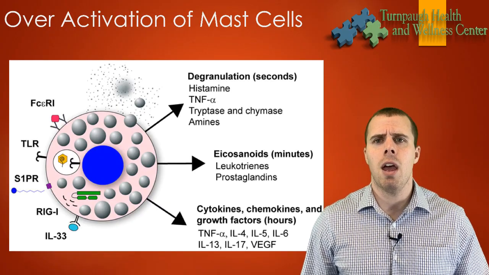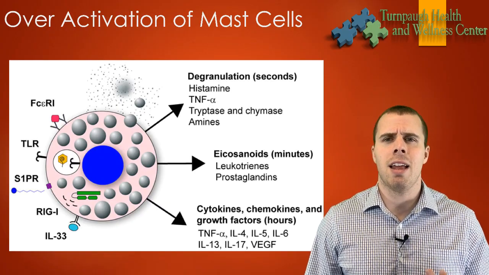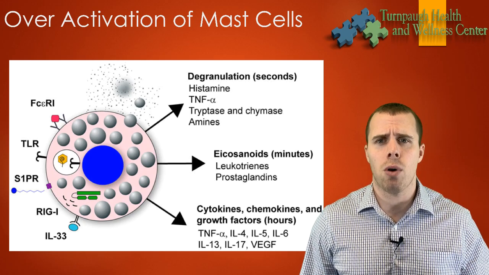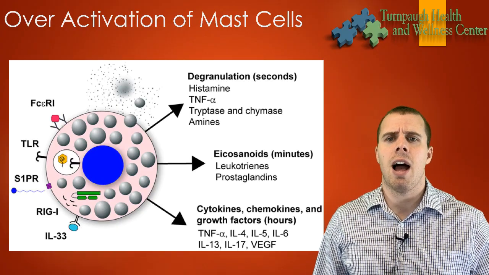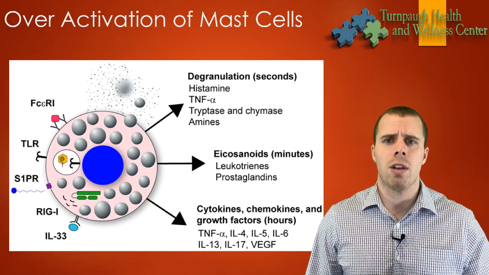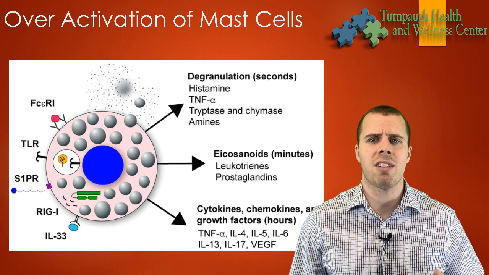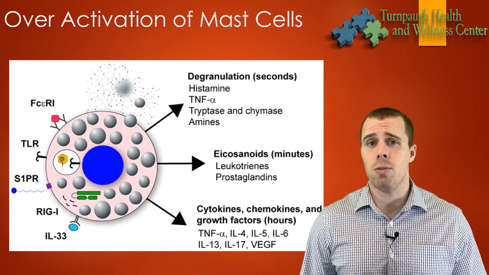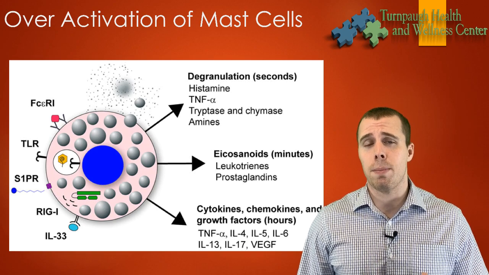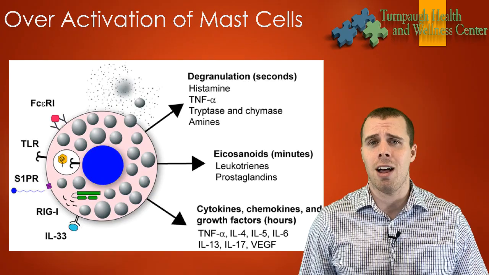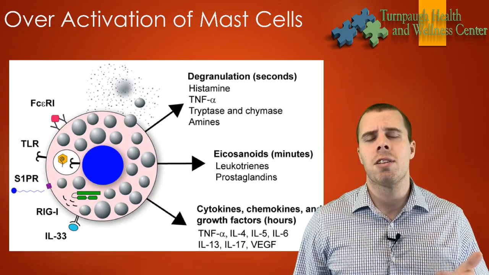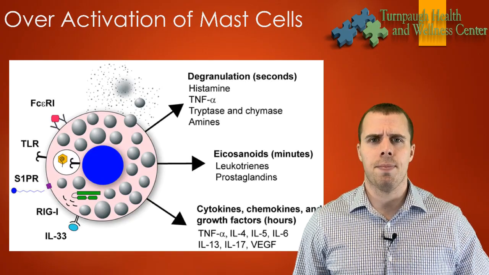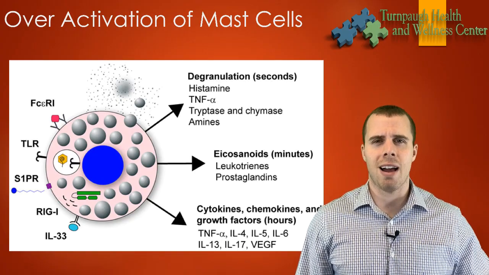We talked about histamine. It releases tryptase, kinase, various amines, the eicosanoids which we mentioned, the leukotrienes and prostaglandins, and various cytokines and chemokines and other growth factors, interleukin 4, interleukin 5, 6, etc. Just so you're aware, there are two types of mast cells. There are mucosal mast cells, which just release tryptase, and there are connective tissue mast cells, which release tryptase, kinase, and carboxypeptidase. Just some fun facts there.